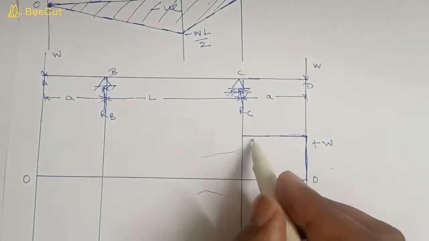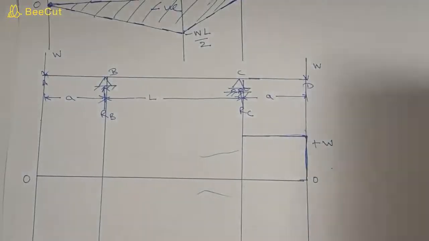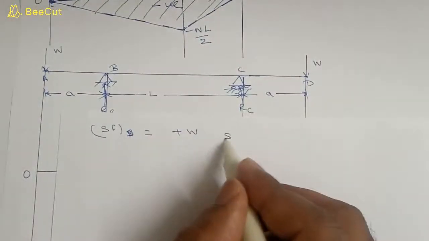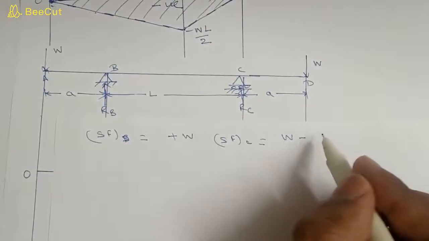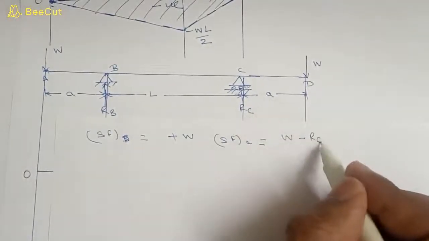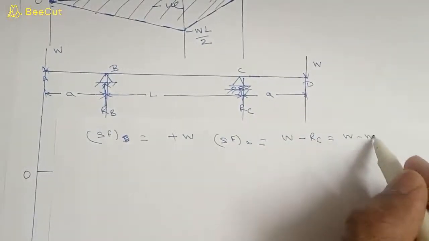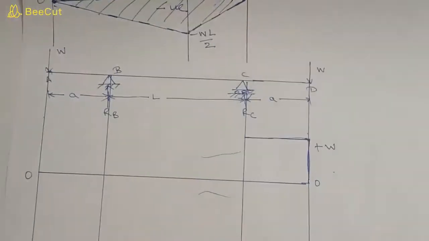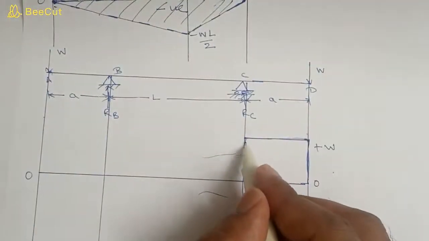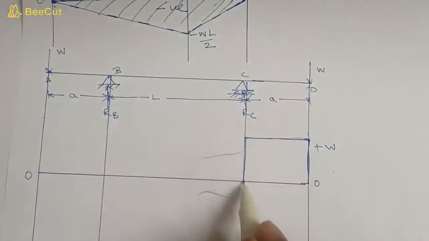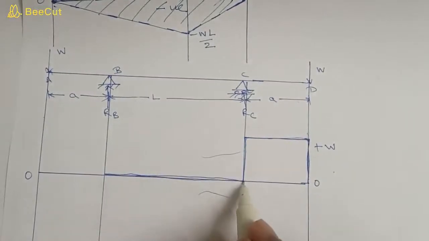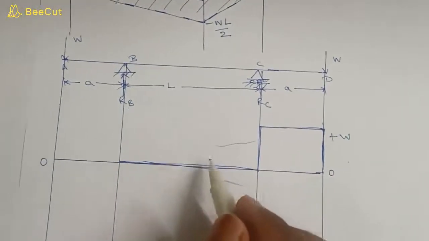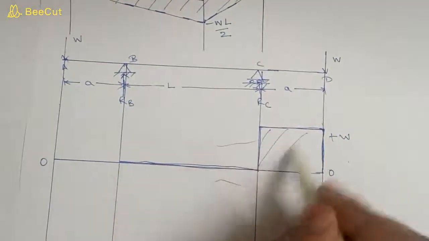This is plus W, and at C, shear force at C is equal to W minus RC, so W minus W will become 0. So shear force will become 0 here, and there is no force from C to B, so shear force will be 0 from this point to this point.